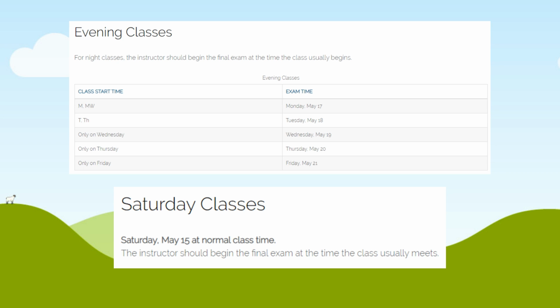If your class begins in the evening, your instructor should begin the final exam at the same time the class usually begins. You'll use the chart found below to figure out which day your final will be held. If your class is on Saturday, your instructor should begin the final exam at the same time the class usually meets. Be sure to check your class syllabus for any additional information regarding your finals.